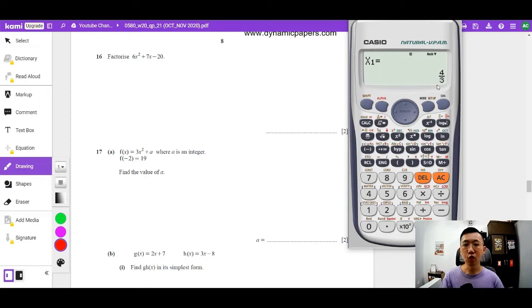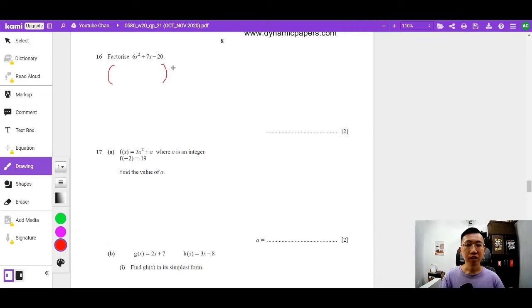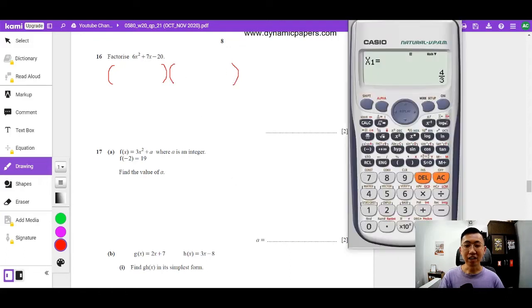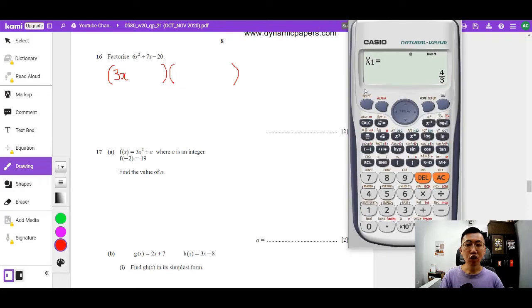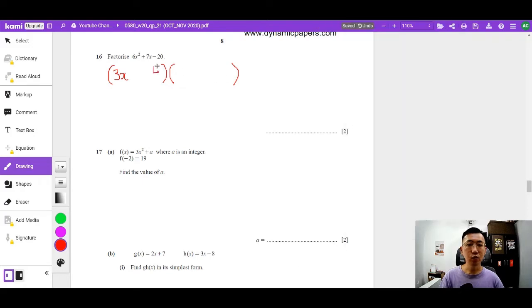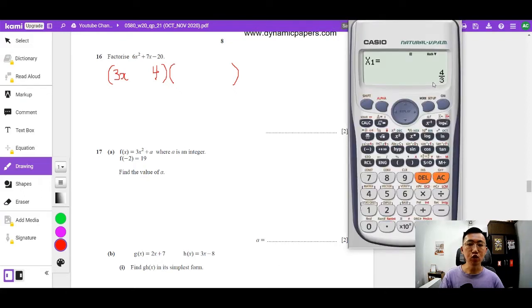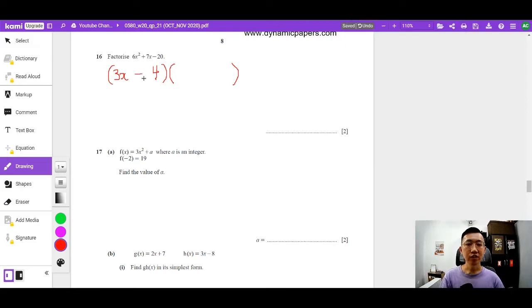X1 is 4 over 3, so you lay out your double bracket. So the calculator is actually giving me the answer. See how I do it? The 3 at the bottom refers to the front one here, 3x. And then the 4 on top is over here, 4. And the next trick is, if it is showing you positive, you have to write negative. You have to write negative.